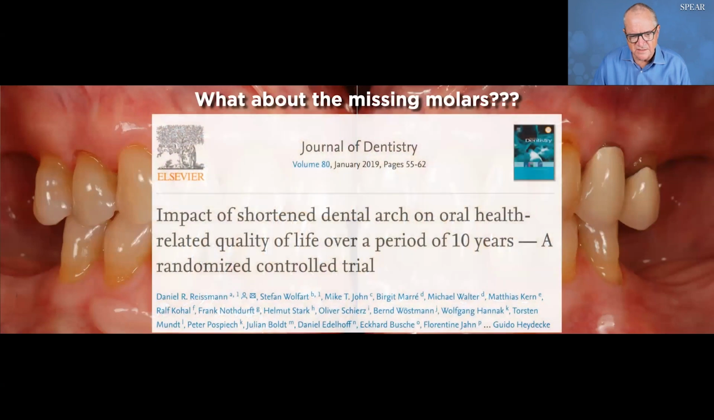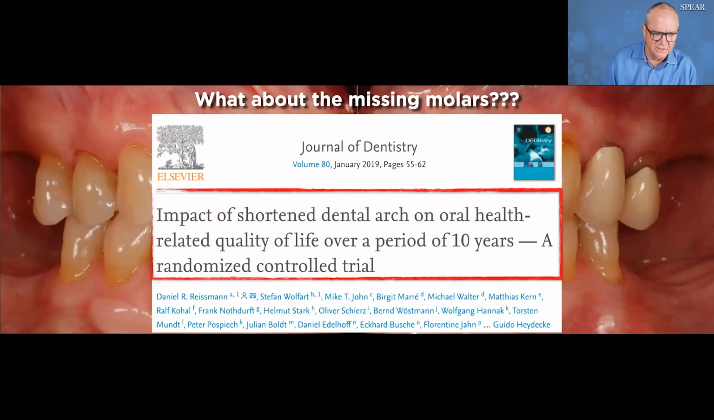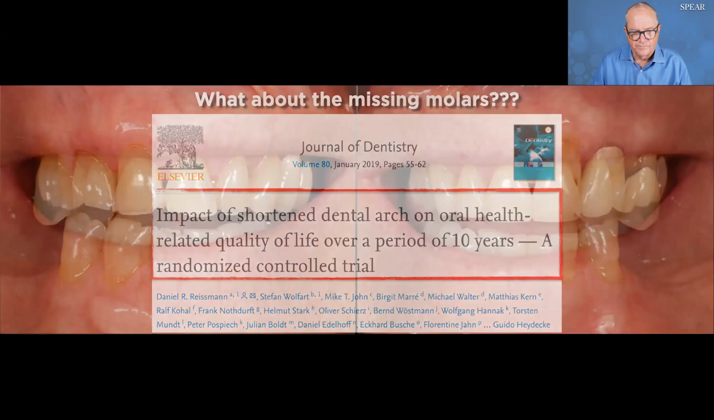Interesting. This study looked at the related quality of life of patients who had second premolar occlusion forward versus a normal full second molar to second molar occlusion. They followed these patients over 10 years. There was zero difference in their quality of life, whether they had molars or didn't have molars. And so that's where she ends up. But you have to see and think through systematically the steps to get her there.